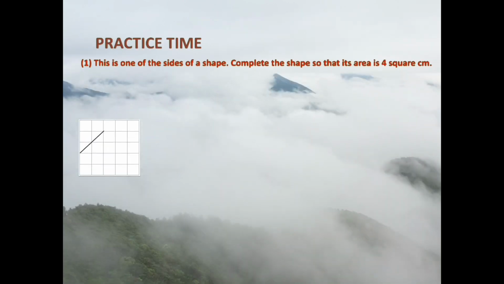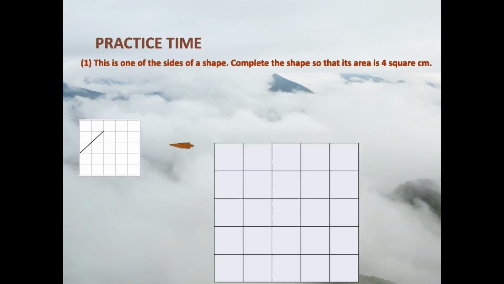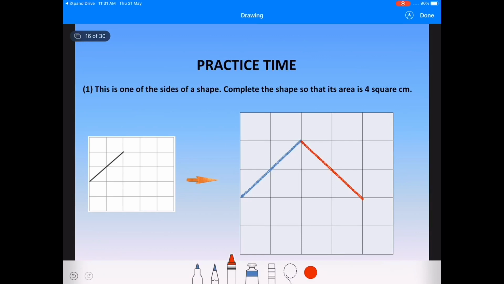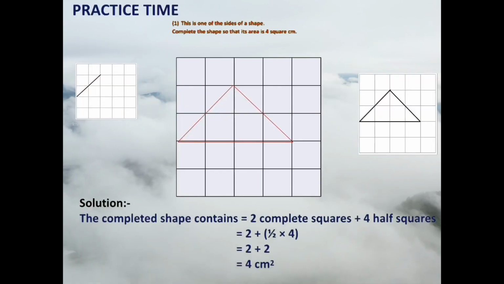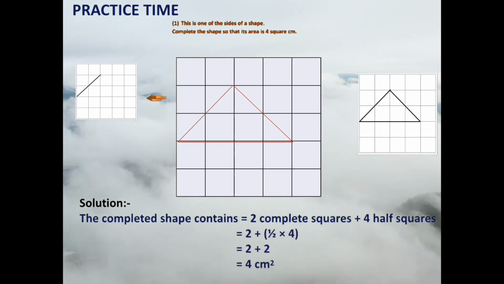Practice time. This is one of the sides of a shape. Complete the shape so that its area is 4 square centimeter. Now draw the other side to make it 4 square centimeter. Now count the squares. It is 4 square centimeter. 2 complete squares and 4 half squares. So 2 plus half into 4 is equal to 2 plus 2 is equal to 4 square centimeter.